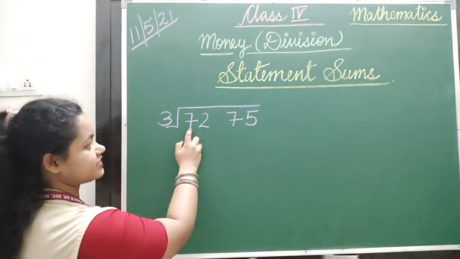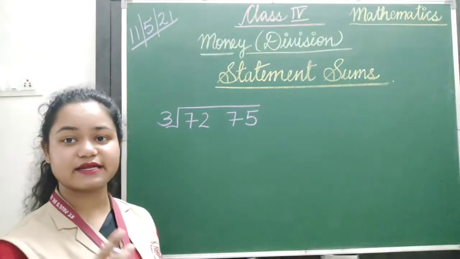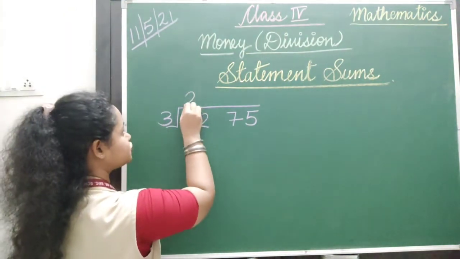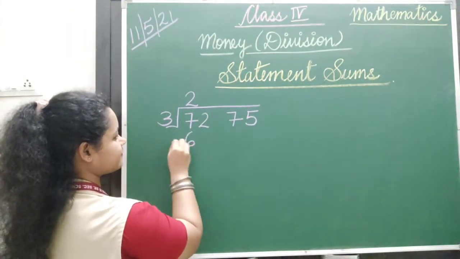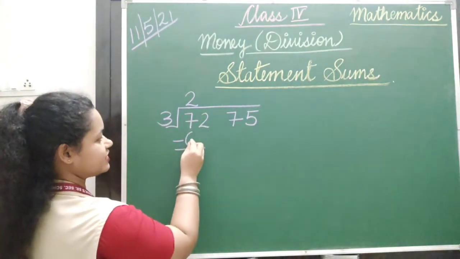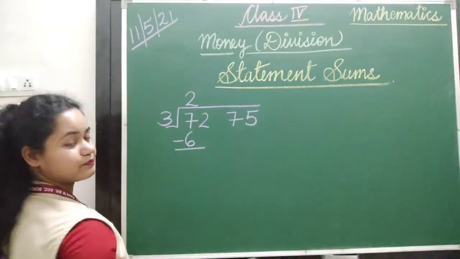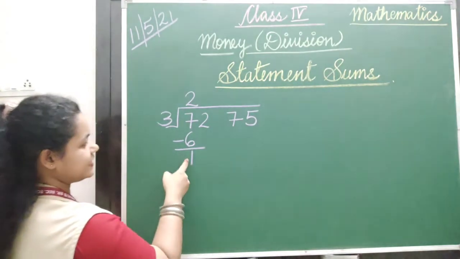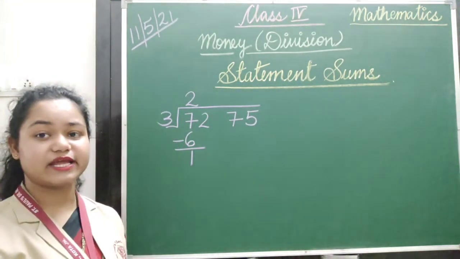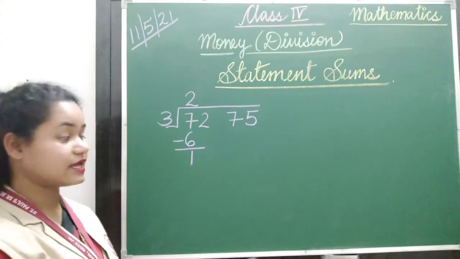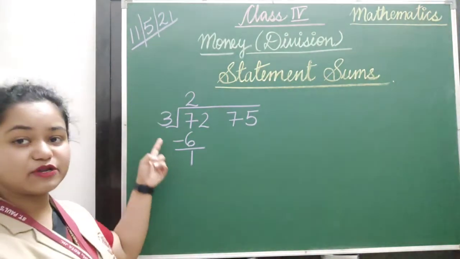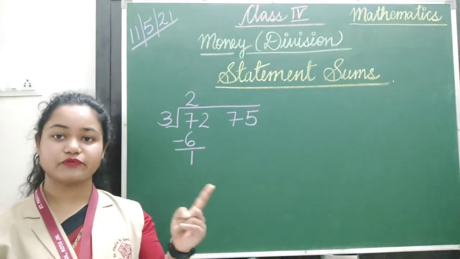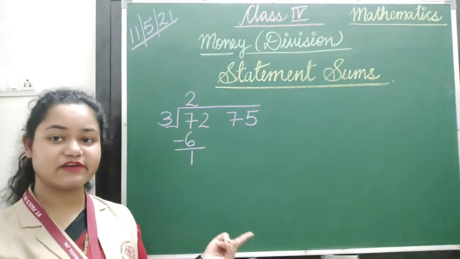Okay, so 3 ones are 3, 3 twos are 6, 3 threes are 9, which is greater than 7. So I will take 3 twos are 6. Subtract 6 from 7. 7 minus 6 is 1. Now 1 is less than 3. Isn't it? Yes or no? So in the table of 3, 1 cannot come. Either 3 zeros are 0, or 3 ones are 3. Straight away 3 we are getting.